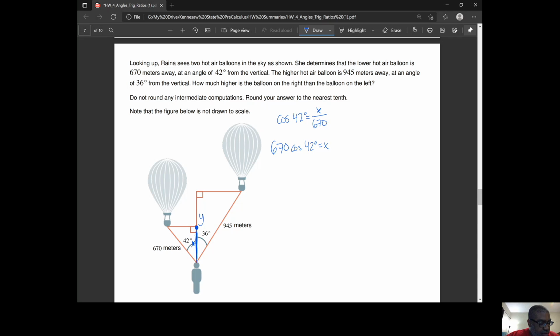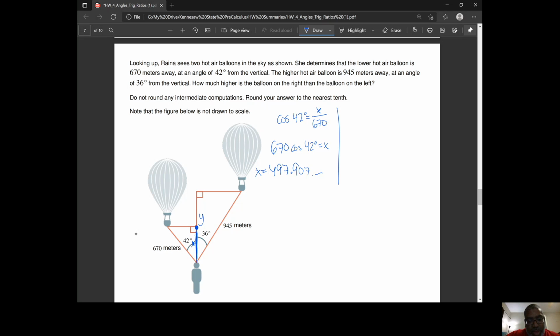And that is 670 cosine of 42 is equal to, it says don't round it immediately, so we'll say 497.907, and so on. I wrote that so I remember what it is. X is equal to that. But when I actually do the subtraction, I'm going to go back in my calculator to that and subtract that value. Okay, keep that in mind.